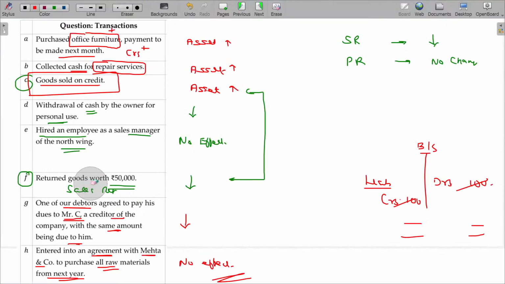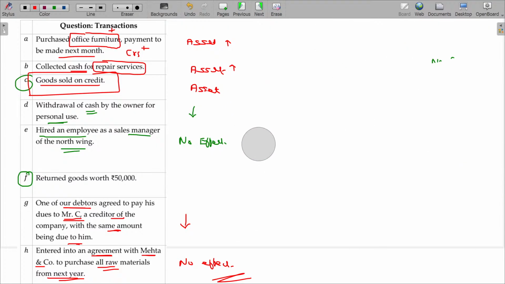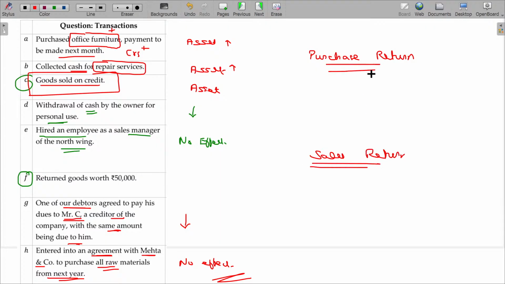Here I stand corrected. Either it may be purchase return or sales return. No, in both cases I will explain. In case of purchase return or sales return, what happens?